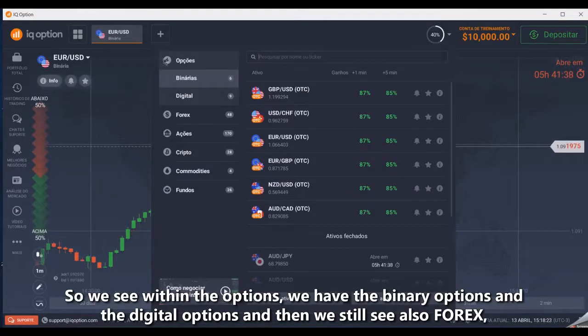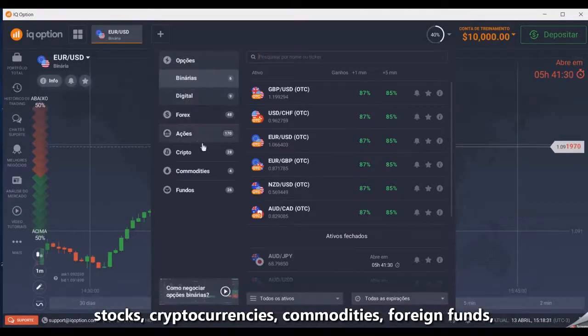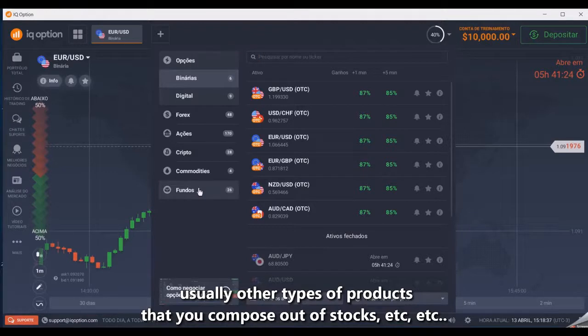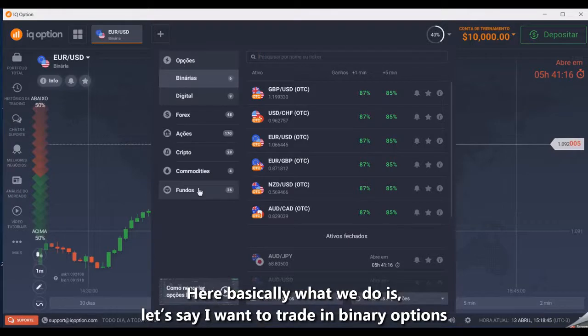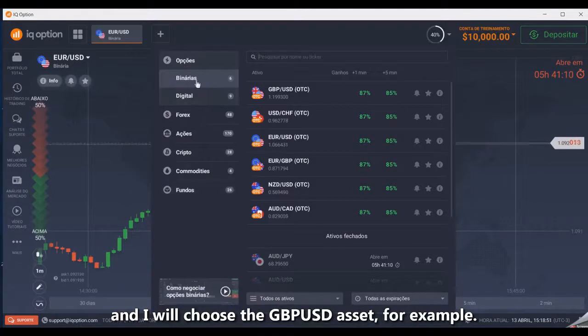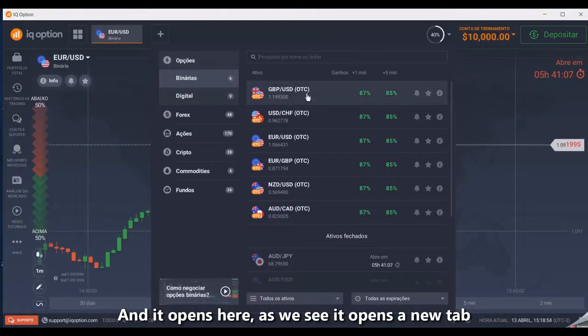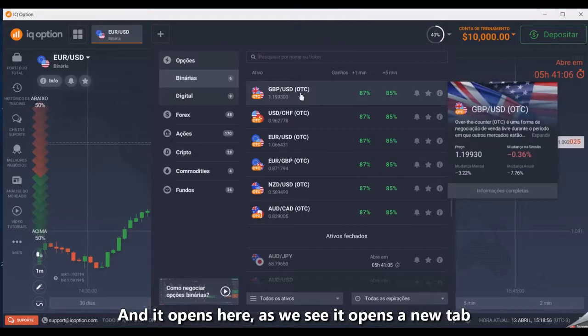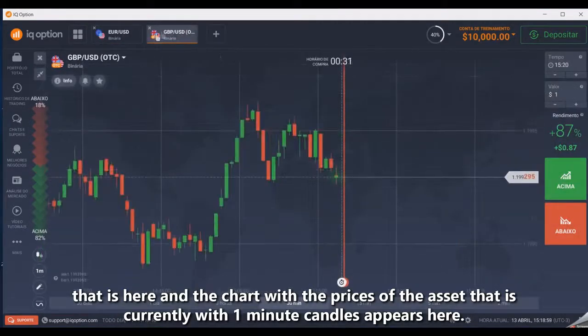So we see within the options, you have the binary options, the digital options, and we see also Forex, stocks, cryptocurrencies, commodities, foreign funds, which are usually other types of products composed of stocks, etc. Here basically what we do is, let's say I want to trade in binary options and I will choose the GBP USD asset, for example, and it opens here. As we see, it opens a new tab and the chart with the prices of this asset, currently with 1 minute candles, appears here.